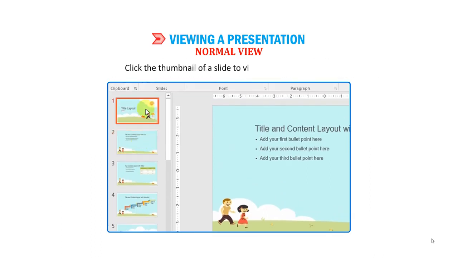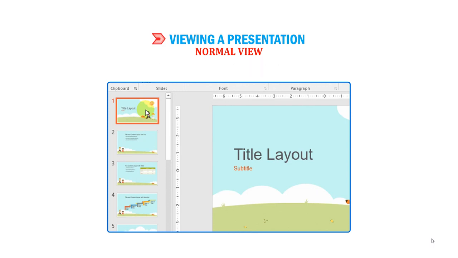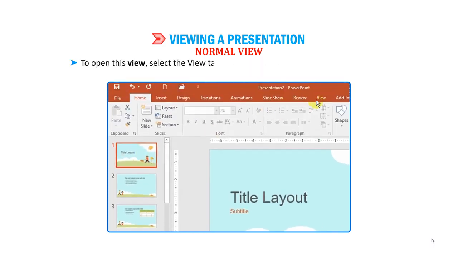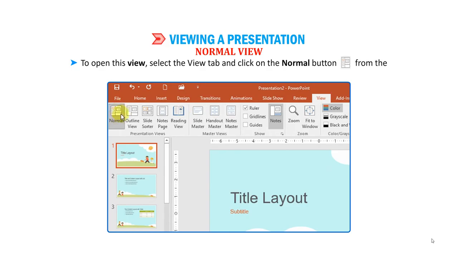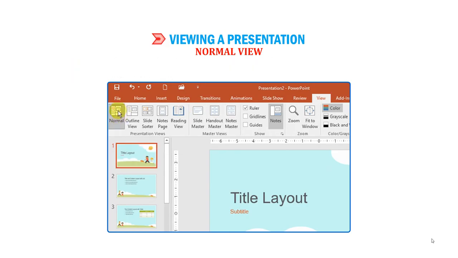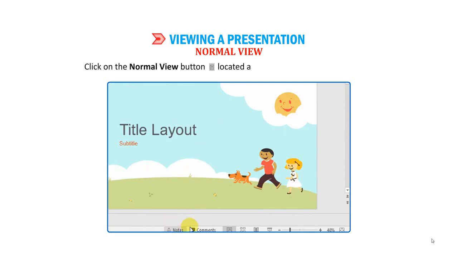Click the thumbnail of a slide to view it in the slide pane. To open this view, select the View tab and click on the Normal button from the Presentation Views group. Or click on the Normal View button located at the bottom of the slide window.